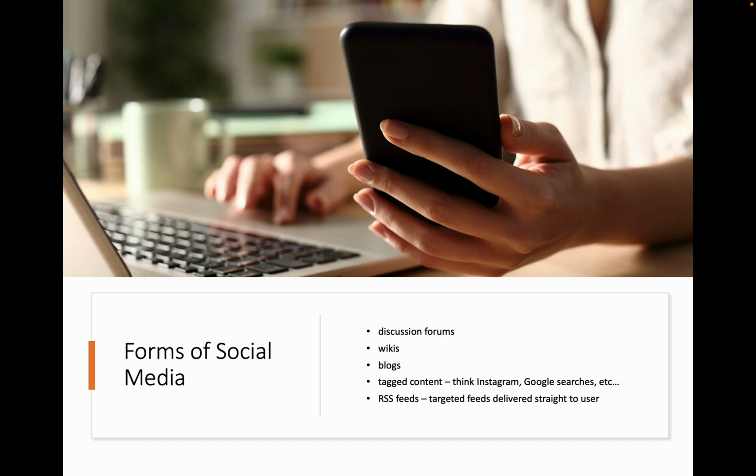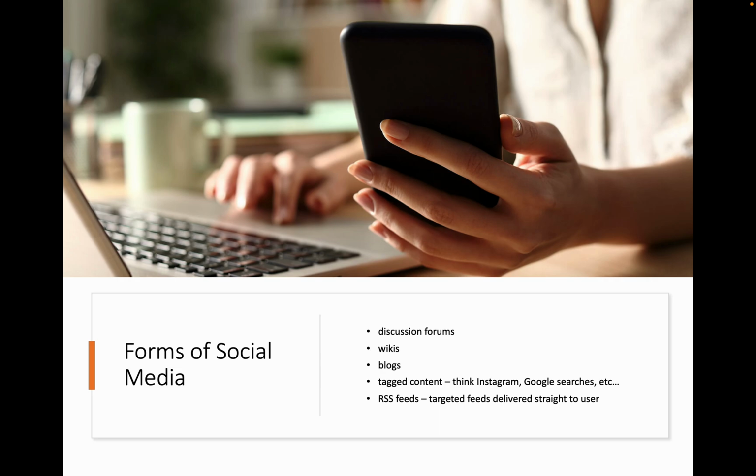So now let's talk about different forms of social media that you may come into contact with. So there are discussion forums. This is where people can chat with each other about products, services, ideas, you name it. There are also wikis, which are kind of like online encyclopedias created by people that give information about particular topics. Blogs is where one person gives information about lots of different topics, or sometimes it's run by an organization instead of a person.